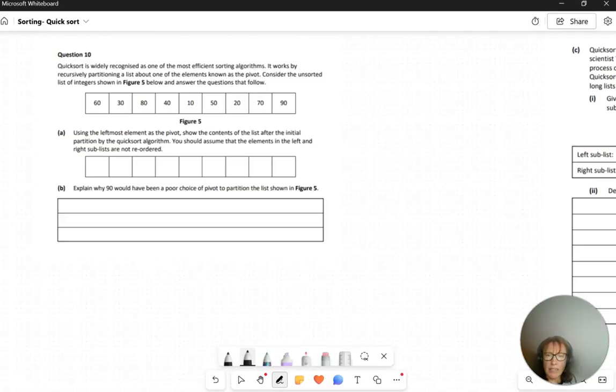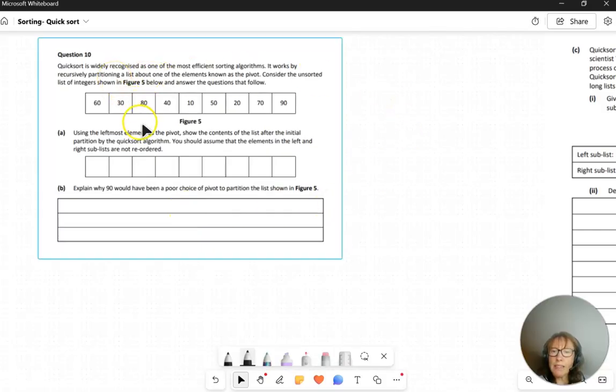So now that I've explained it, let's see if you can implement it a little bit, without the code, without anything like that. These are taken from exam papers, and this is part of one question, question 10, and it's asking you to use the leftmost element as the pivot, and show the contents of the list after the initial partition by the quicksort algorithm. You should assume that the elements in the left and right sublist are not reordered. So, that very first partition, like I did at the very beginning there, if we did a partition and we put those lists back together, what that would look like.